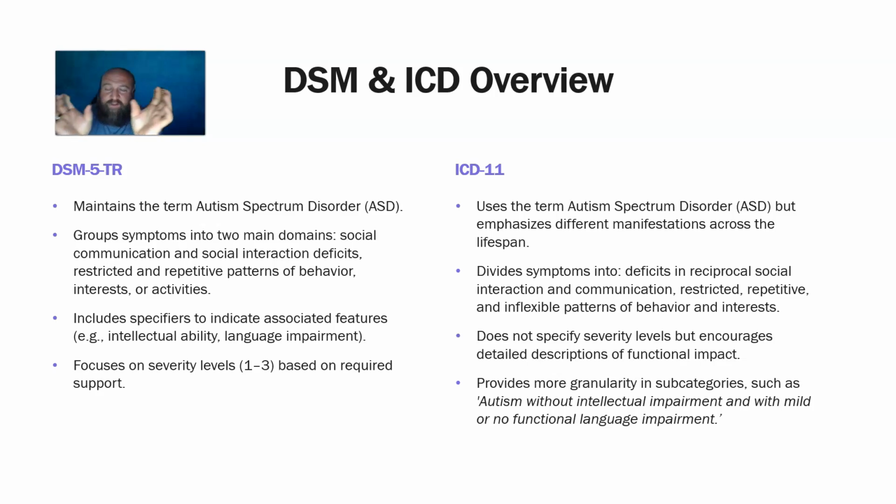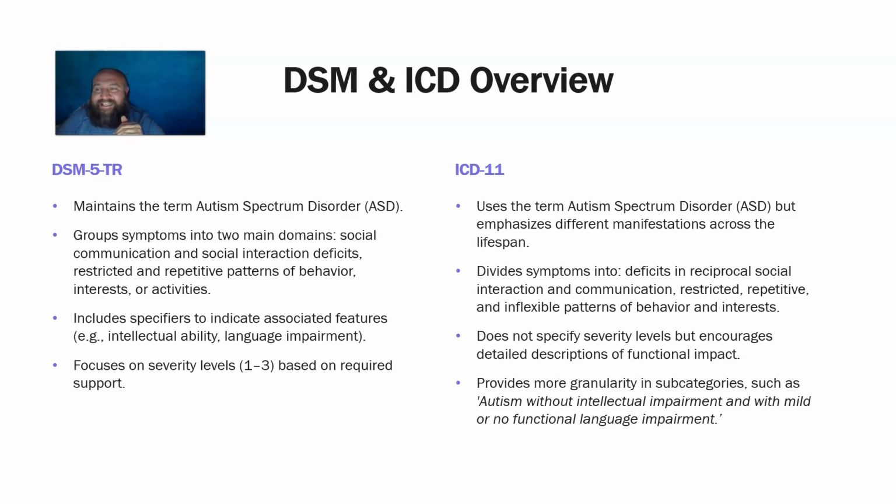Alright, so there are a little bit of differences here between how the DSM categorizes autism spectrum disorder and how the ICD does. Both of them do list it as a disorder. Both of them do have this idea of there being a spectrum of disorder, right? So there's different features. No two people have the same features, or at least exactly the same features. So with the DSM-5, they maintain that term of autism spectrum disorder. The ICD does as well.